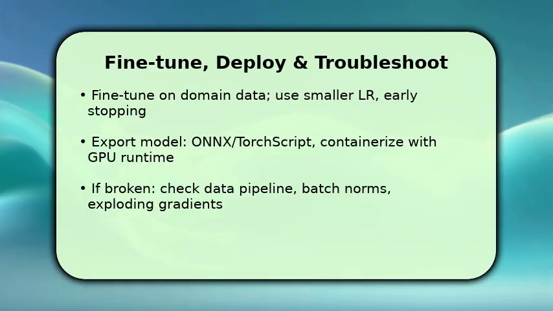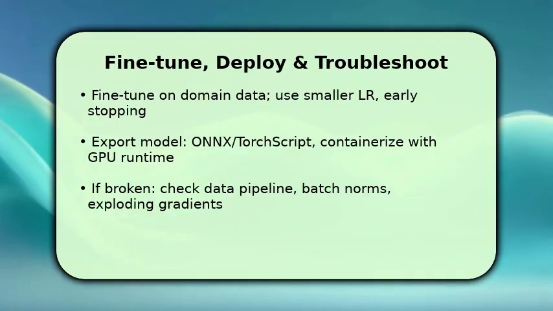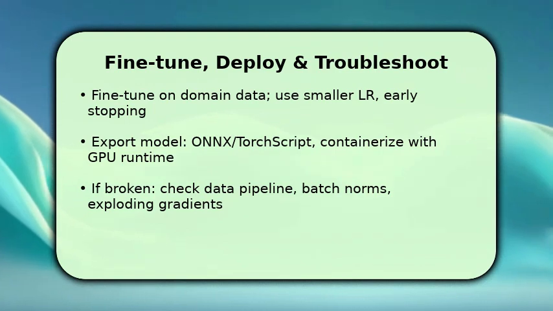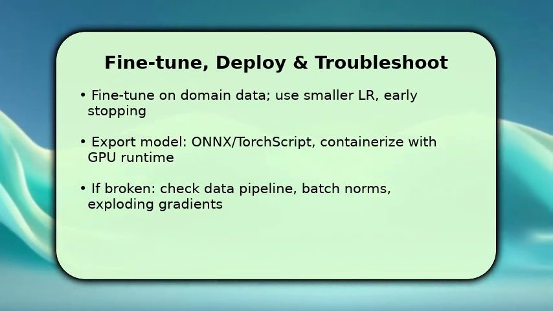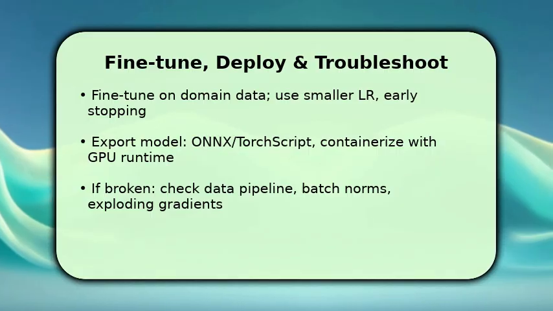and caching. If things go wrong, first inspect the data pipeline and validation set, then test for exploding gradients or wrong normalization. Fix by clipping gradients, reinitializing norms, or simply.